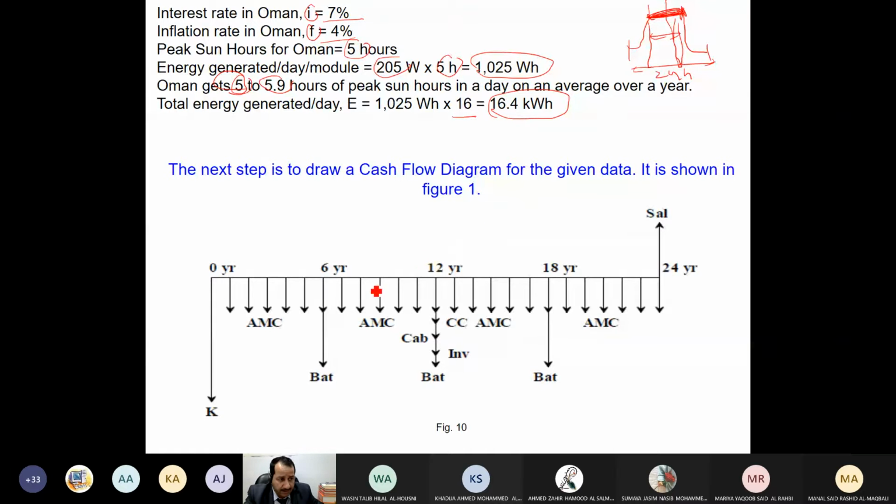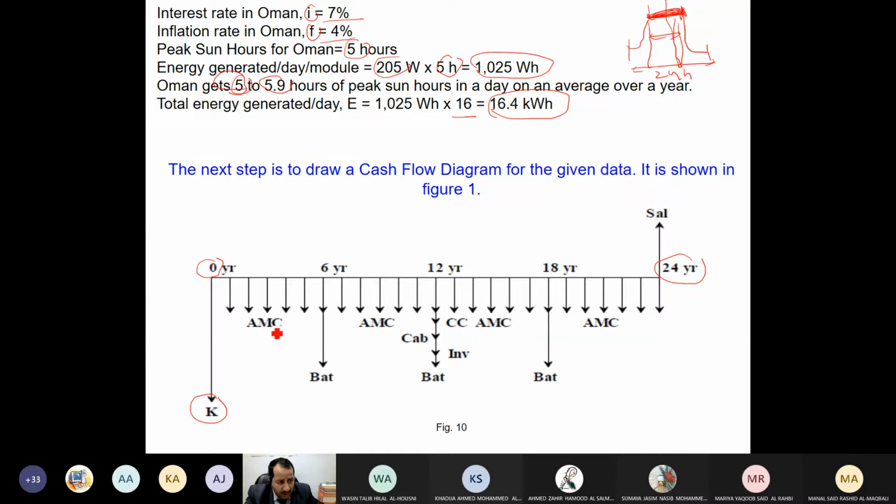Now cash flow, this is year number 0 when we start the project. And after 24 years, we will finish the project. Now at year number 0, I will pay K, which is capital cost, K.